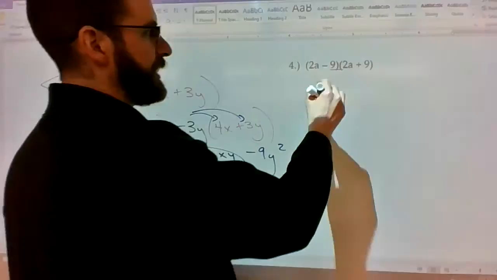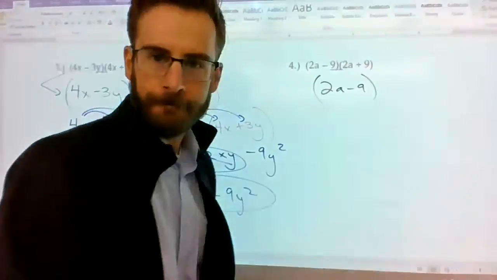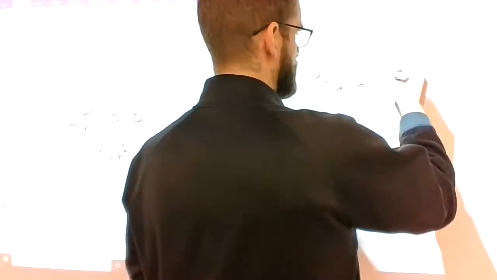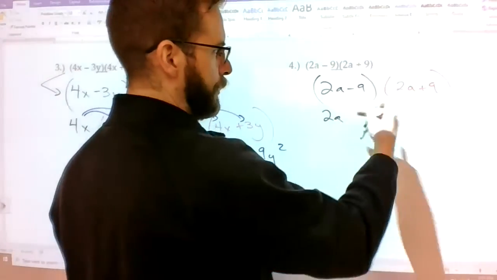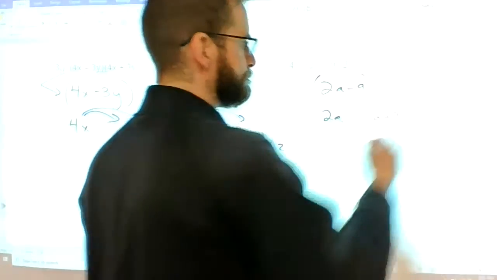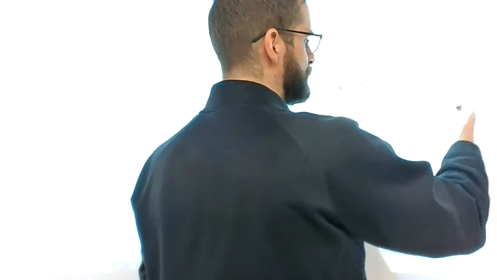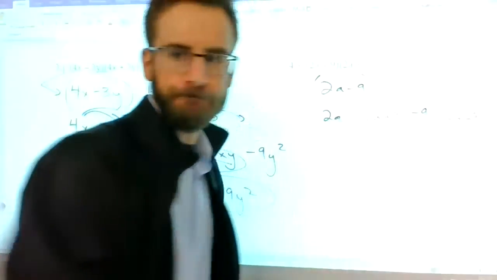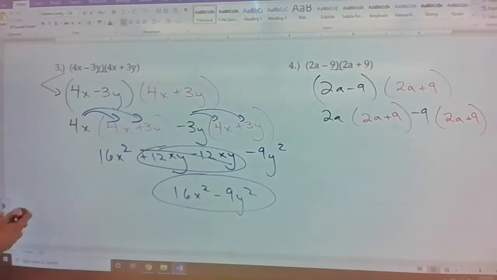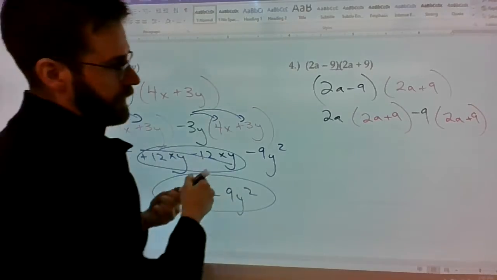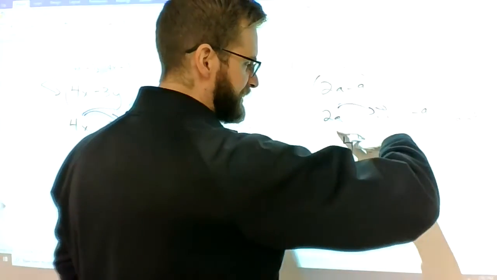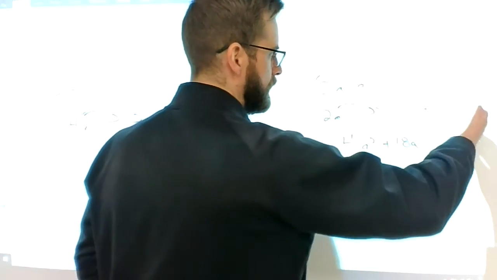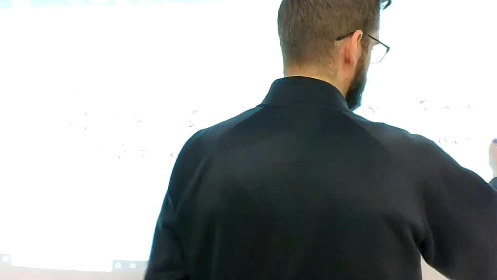All right, let's see if you guys did it right. Write the first one in one color, second one in another color. We can separate by 2a is going to be multiplied by 2a plus 9. Negative 9 is also going to be multiplied by 2a plus 9. Distributing gives us 4a squared plus 18a minus 18a. The middles do cancel, and you got minus 81.